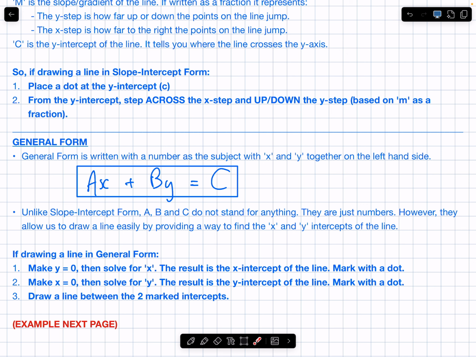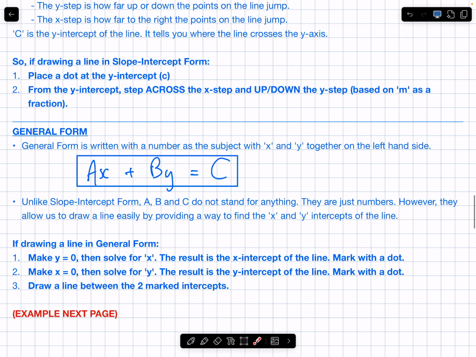And then the second step is you make x equal 0, then solve for y. The result is the y-intercept of the line. I put a dot there. So now I have two dots on my Cartesian plane. I can get a ruler out and draw a line between the two intercepts. And so you have two different ways of drawing lines in two different forms of equation.